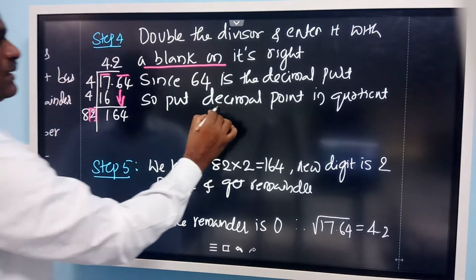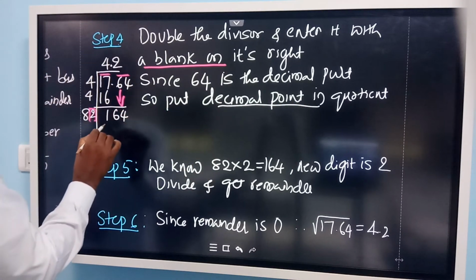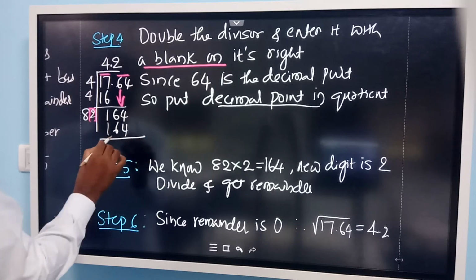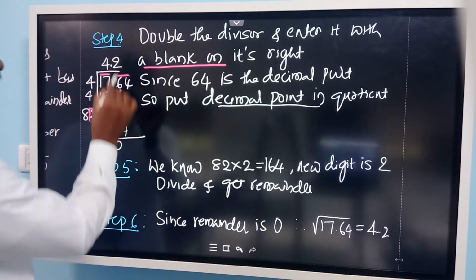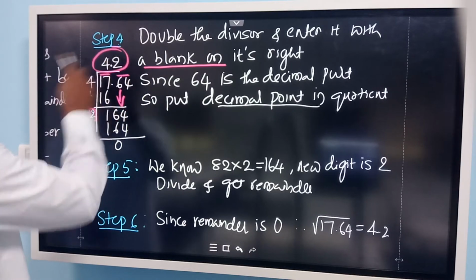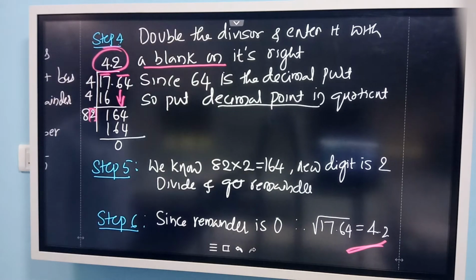So now put the decimal point in the quotient, that's what we have done. Then 82 2s are 164. Then subtract here, the remainder is 0. Once you get the remainder 0, whatever you get in the quotient is the square root of that 17.64. This is the way of finding the square root.